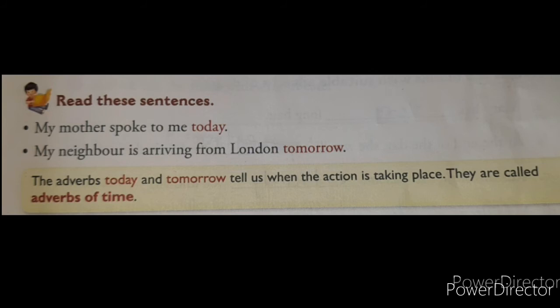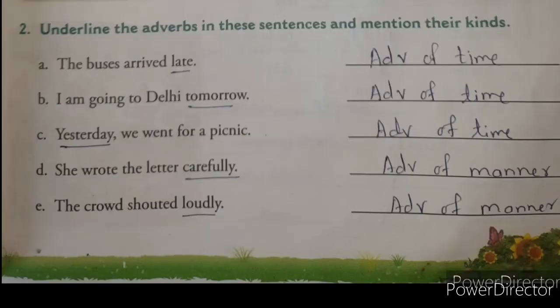tell us when the action is taking place, or when the action is going to take place. That is told by which adverb? Today and tomorrow. So this type of adverb is called adverbs of time. There are adverbs like late, tomorrow, yesterday. These are the type of which adverb? Adverbs of time. Next, we are going to solve question number 2.